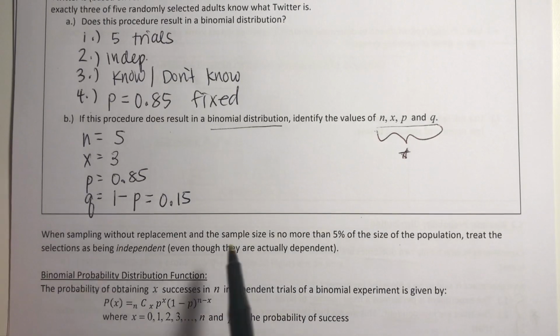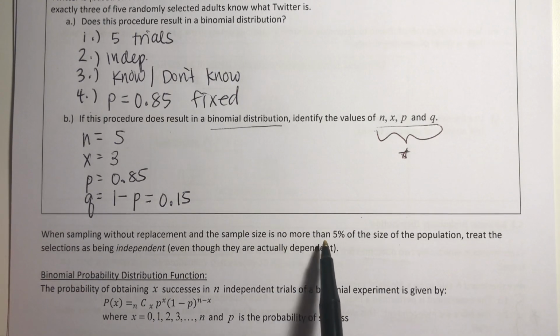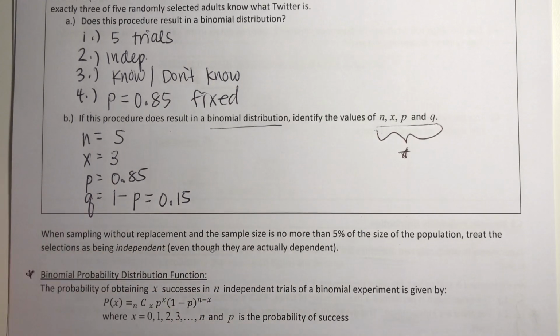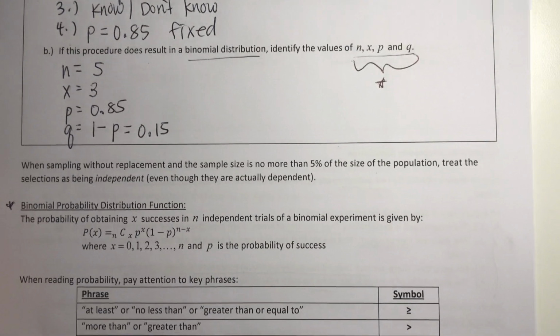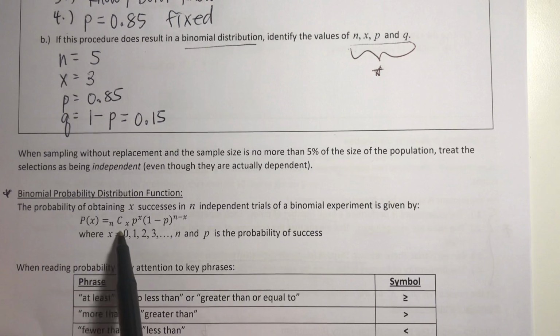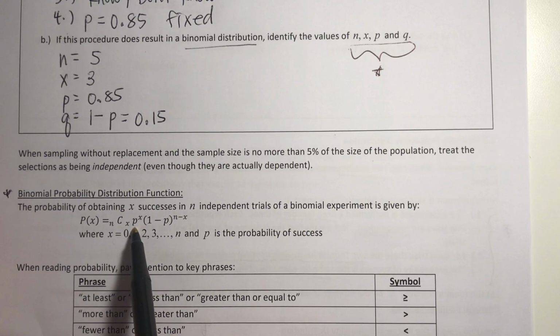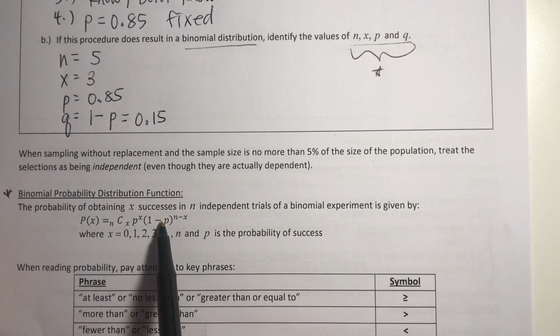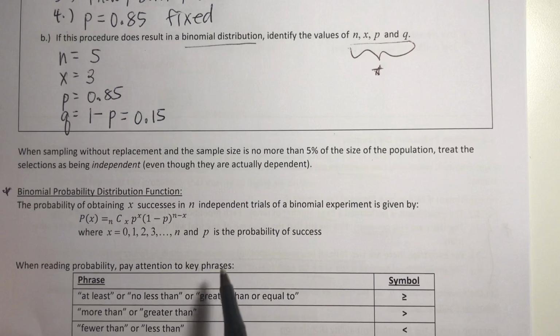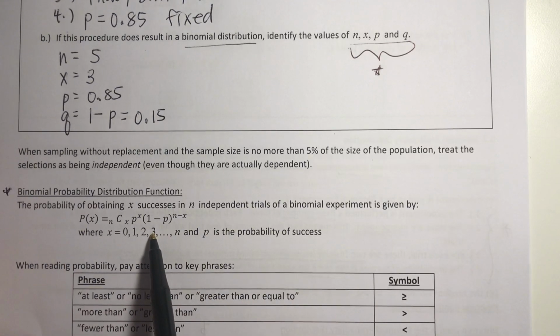When sampling without replacement, if the sample size is no more than 5% of the size of the population, we treat the individuals as being independent, even though they're actually dependent. The next thing we have is the binomial probability distribution function. So go ahead and give that a star. This is what we have. If you notice, we're using combinations. p is our probability raised to the power of x, times 1 minus p, or q, to the n minus x power, where x is going to take on all these different values. So definitely something we should know. We're going to be using the calculator later on to help us out.